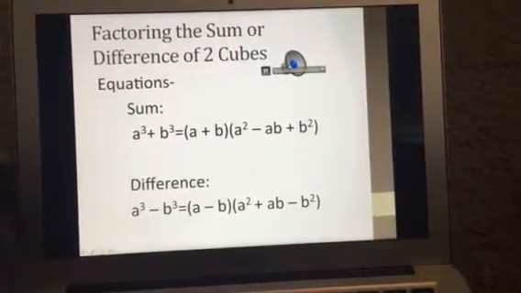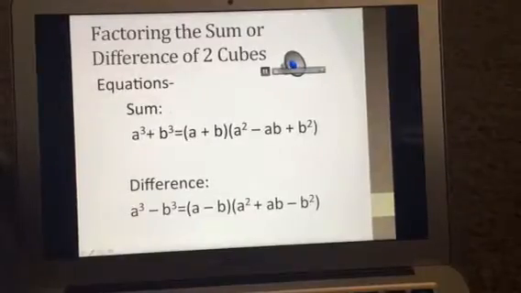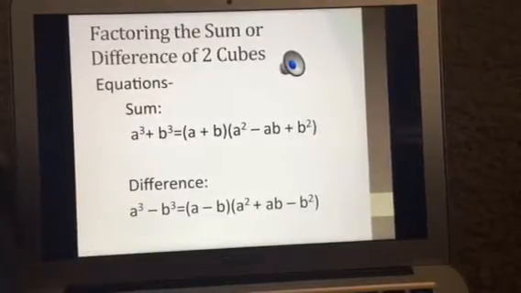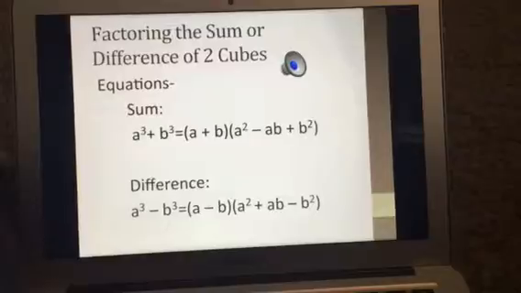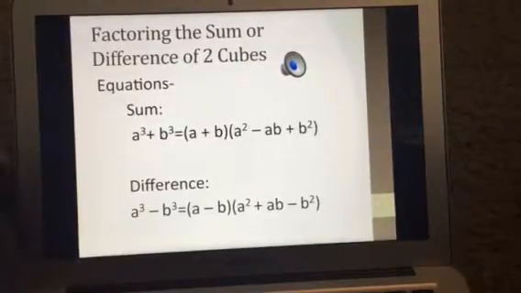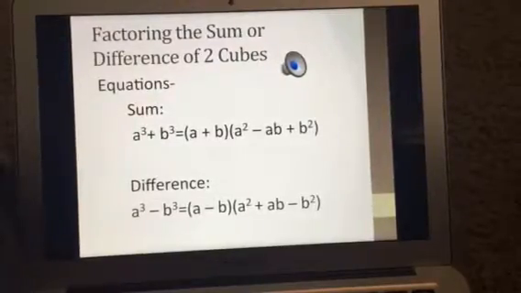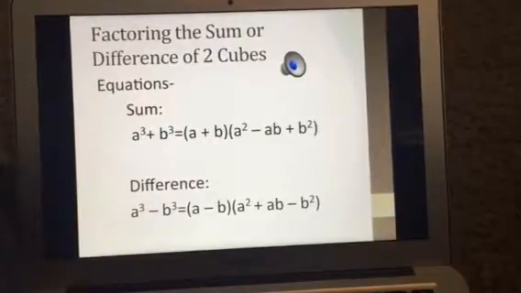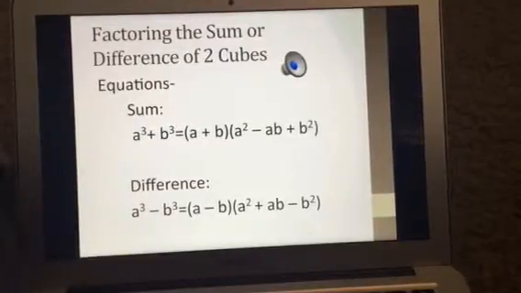For the next problem, you're going to need to know these two equations. If it's a cubed plus b cubed, you want to use the sum equation, which is a plus b in another parentheses a squared minus ab plus b squared. And if it's a cubed minus b cubed, you want to use the difference equation, which is a minus b, and then in another parentheses a squared plus ab plus b squared.